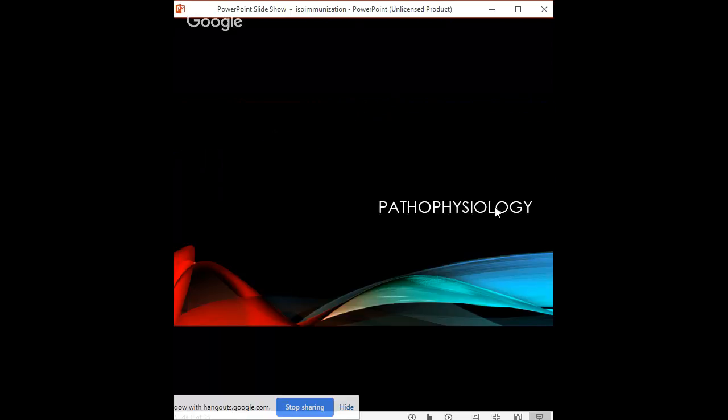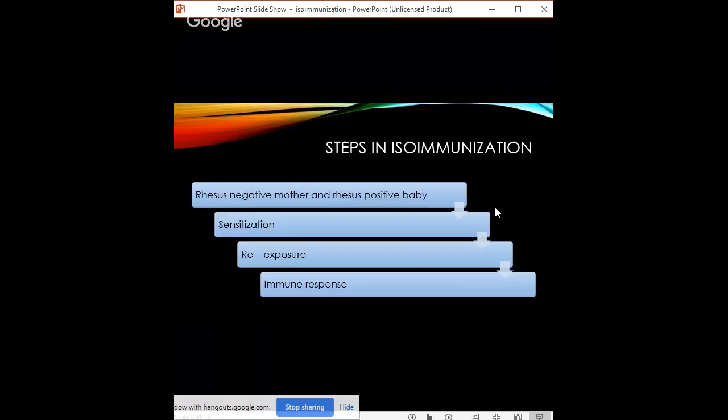So now we're going to speak about the pathophysiology. To understand the steps in which isoimmunization occurs, I broke it down into these 4 steps, and the reason being is that I found these 4 steps easier to understand. The first step would be your first exposure with a rhesus negative mother and a rhesus positive baby. You have sensitization, re-exposure, and your immune response.